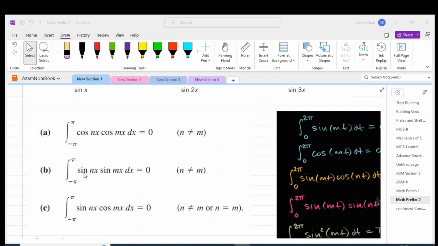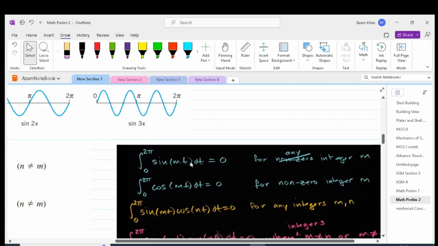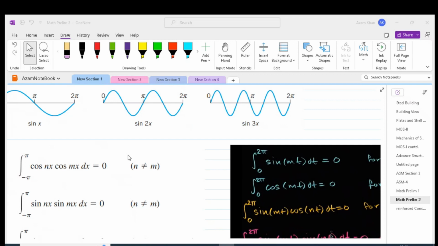Similarly, if we have sin nx and sin mx dx, and we integrate this between minus pi and plus pi with n not equal to m, we will always get 0. Sin nx cos mx integrated between minus pi and pi, with n either equal to or not equal to m, will give us 0. In a similar manner, sin mt dt between 0 and 2 pi will give us 0, where m is any integer. Please note that in all these identities, our period is between 0 and 2 pi.